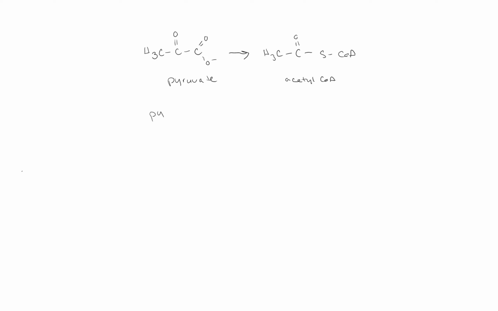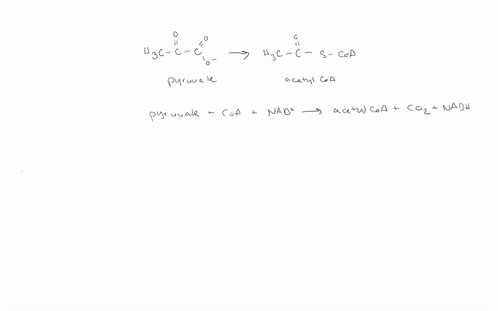Following that, we can describe the oxidative decarboxylation of pyruvate to acetyl-CoA as follows. We can say that pyruvate plus coenzyme A plus NAD+ yields acetyl-CoA plus CO2 plus NADH. And this reaction is catalyzed by pyruvate dehydrogenase.